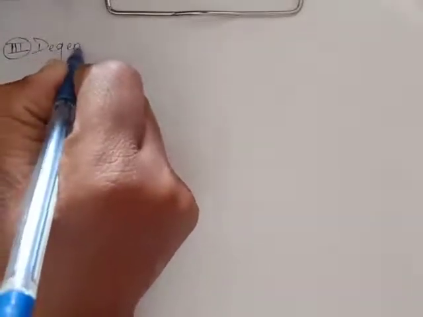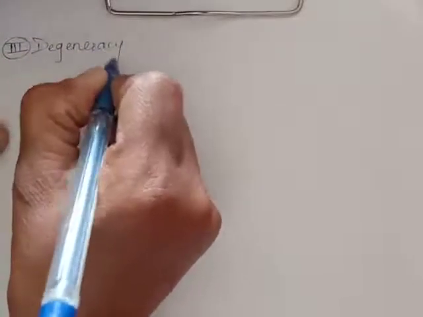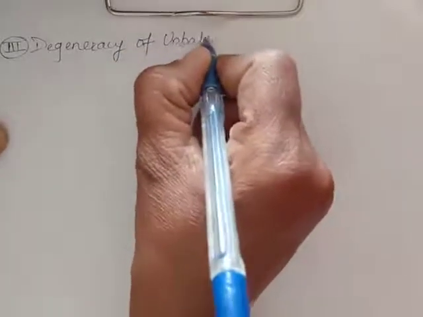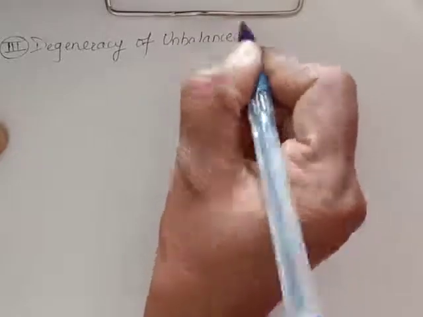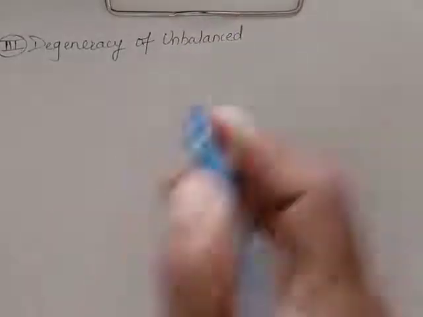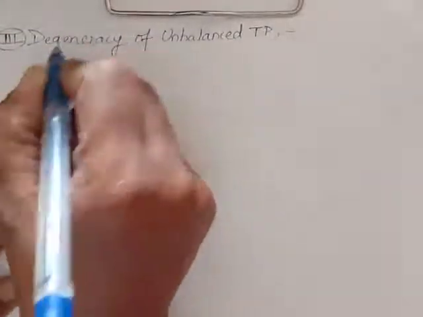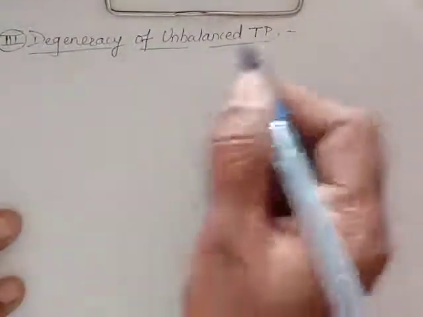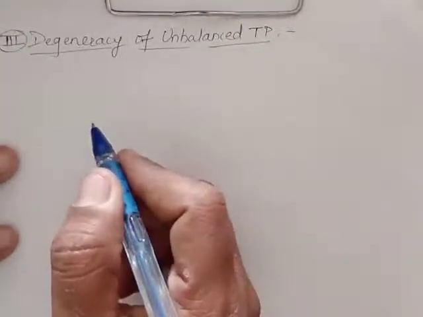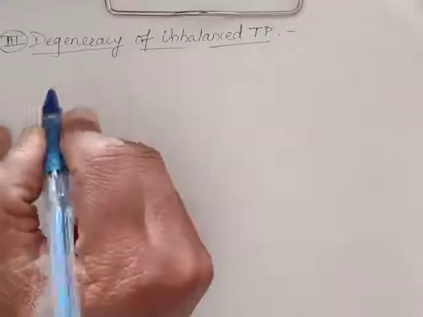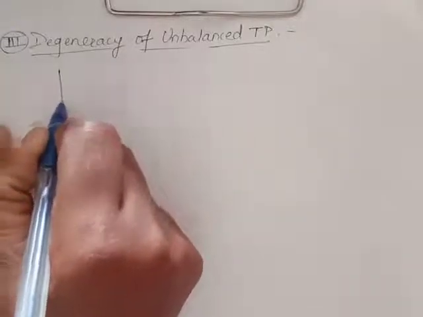Now, third, degeneracy of unbalanced TP. So here also that type of problem may occur, that degeneracy at intermediate stage. So let's see the problem.